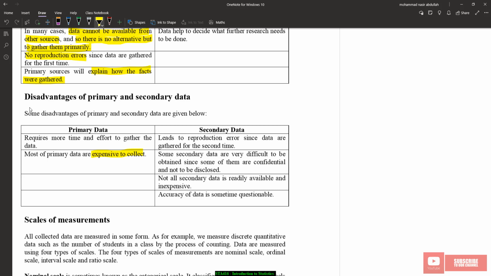So secondary data disadvantage leads to reproduction error, right? Secondary data are very difficult to be obtained. Some of the secondary data are confidential, right? Cannot be get. So if you want to get the secondary data, you need to pay sometimes lah. So not all secondary data is readily available and inexpensive lah. So accuracy of data sometimes is questionable. So we don't know what is the accuracy of data collected, whether the data is collected correctly or not correctly, right? So that is a disadvantage.